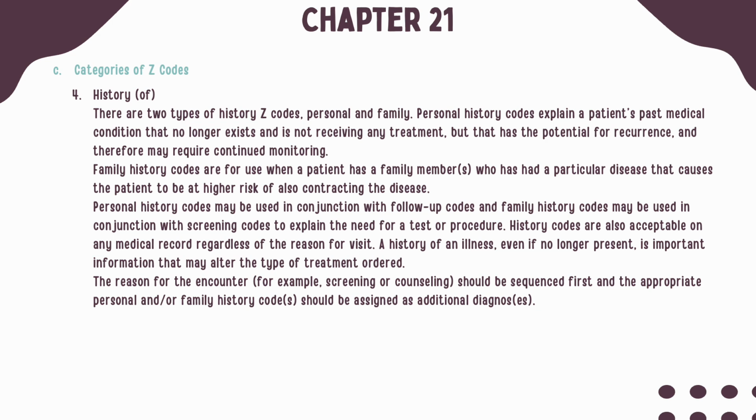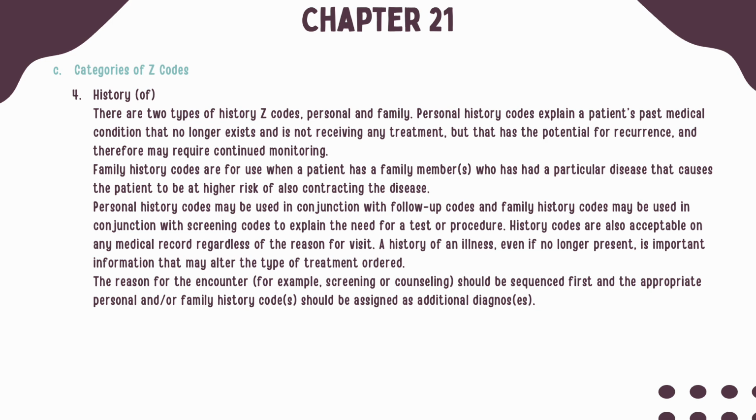The next set of Z codes is for use when there is a history of a condition, whether it is personal or family. Personal history explains a patient's past medical condition that no longer exists and is no longer receiving any treatment, but there is the potential for recurrence and it may require continued monitoring. Family history codes are for use when a patient has a family member or family members who had a disease that causes the patient to be at a higher risk of also developing that condition.